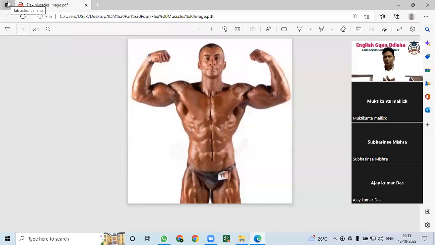Is there anything else that you can see? Nothing. This is bodybuilding and the guy is a bodybuilder and he's showing off to the audience. Right now he's on the pedestal, he's trying to show off. Sometimes you also show off like this. But this is not showing off. Showing off is something else. Here you can say, flex the muscles.